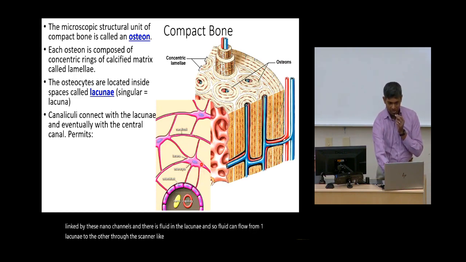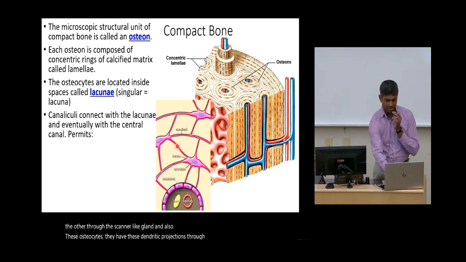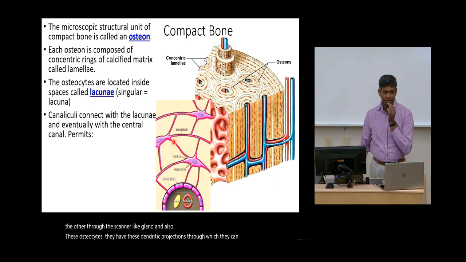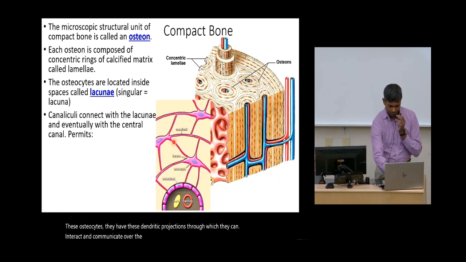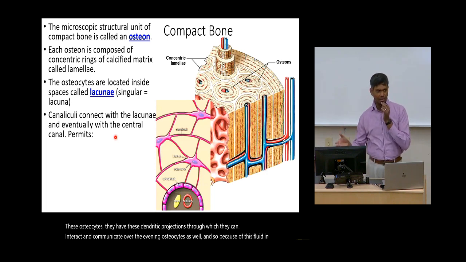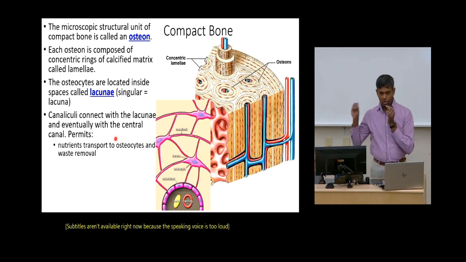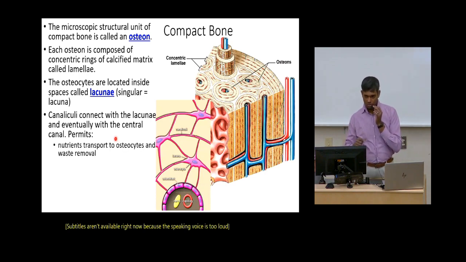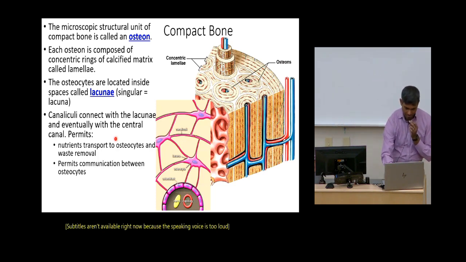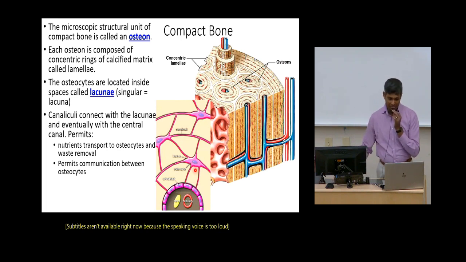And also these osteocytes, they have these dendritic projections through which they can interact and communicate with the neighboring osteocytes as well. And so because of this fluid in this lacunae and traveling through the canaliculi, there is possibility for nutrients being transported to the osteocytes, waste products can be taken away, and there can also be communication between the osteocytes through this fluid passing back and forth.